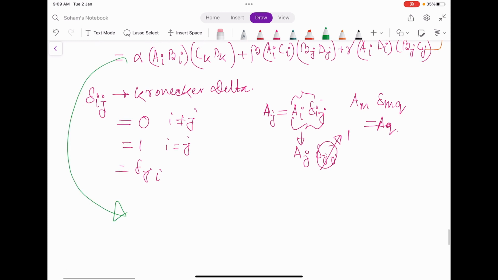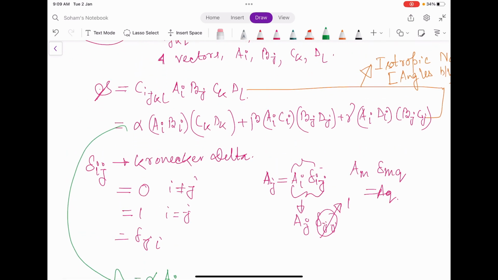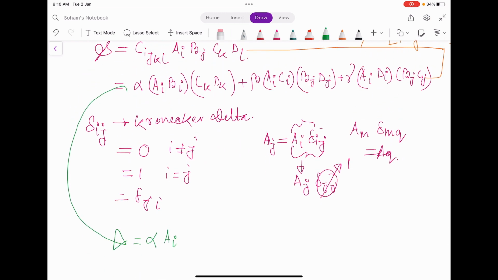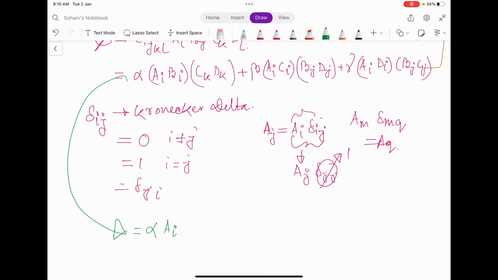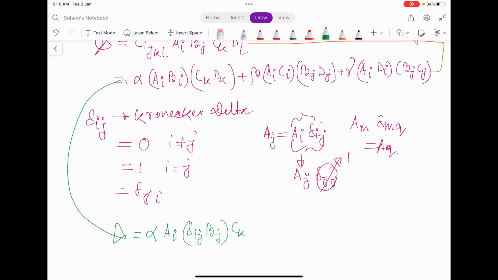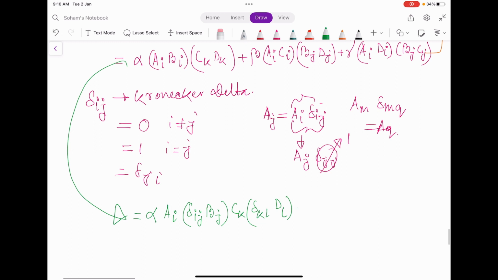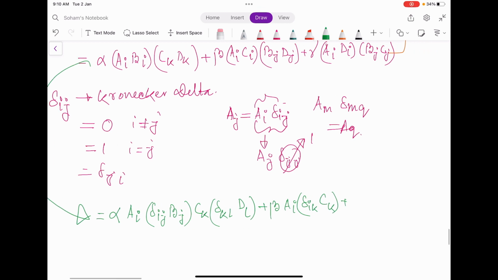Now my objective is taking ai bj ck dl common from these three expressions, because ai, bi all are scalars. I have bi, I have to convert it to bj, then it will be delta ij bj, which is essentially bi. I have ck, ck is not a problem, but dk is a problem, I have to convert it to dl, so delta kl dl, right? Plus beta into, ai is not a problem, ci is a problem, ck should be there, so delta ik ck. Now bj is not a problem, but dj is a problem, there should be dl, so delta jl dl.